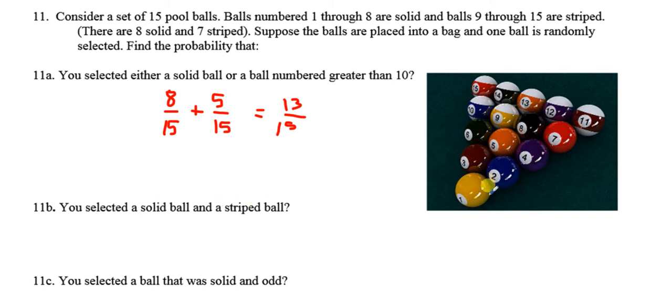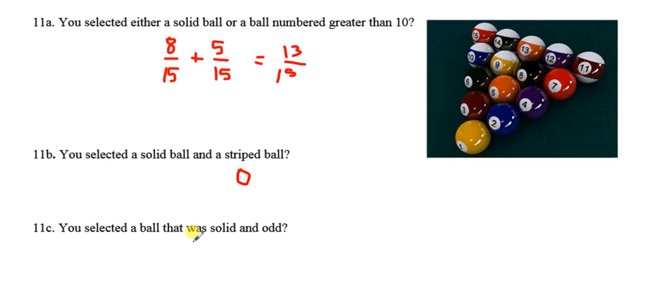Solid ball and a striped ball. Well, there's no ball that's solid and striped. So probability is 0. If I said a solid ball or a striped ball, then it's 100% or 1. Now solid and odd. Now solid, there's 8 of them. Odd, so we just want the solid and the odd. So we have 1, 3, 5, and 7. It's easiest just to count them up. 4 out of 15.